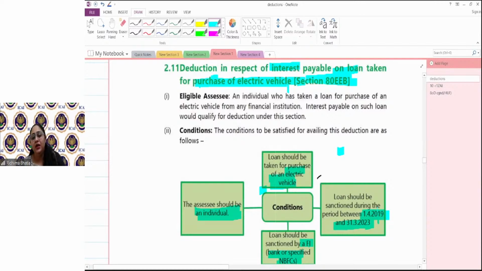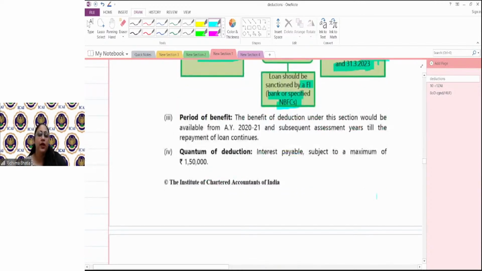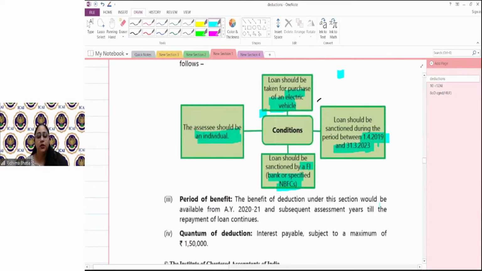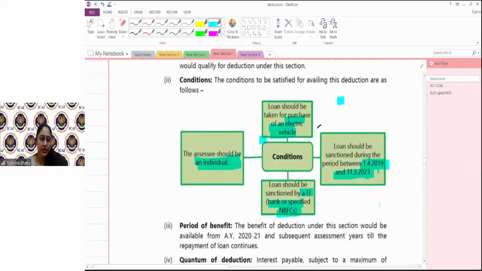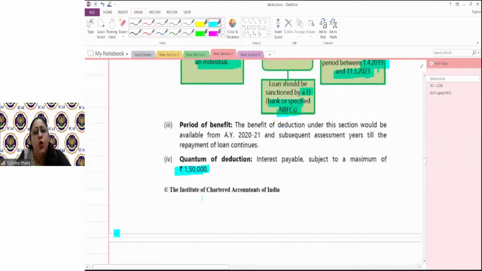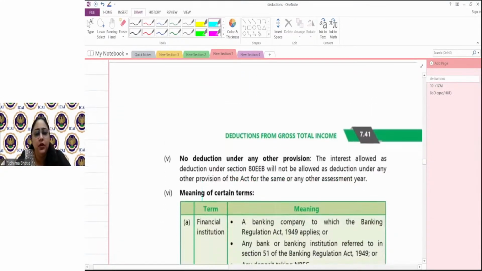4 years means anytime you have to take the loan for electric vehicle. Nowhere here is it written, the condition that you cannot have more than one electric vehicle. So yes, you can claim the interest on loan under section 80EEB for even 2 electric vehicles. But the quantum of interest which would be allowed is 1,50,000. Up to 1,50,000 you can claim deduction under section 80EEB.